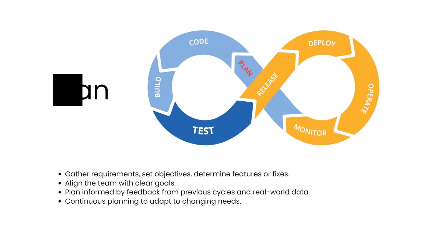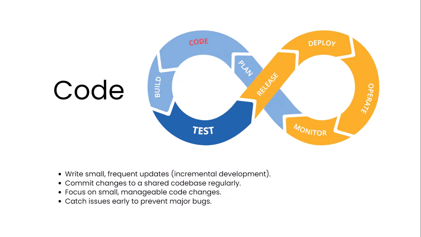Once we have a solid plan, the next step is code. This is where the development team starts writing the actual software. But here's the important part. CI/CD thrives on frequent and small updates. Instead of building everything at once and pushing a giant release, we're working incrementally. This means that developers write small chunks of code, often daily, and commit these changes into a shared codebase. This frequent coding ensures that the software is constantly growing in manageable parts.